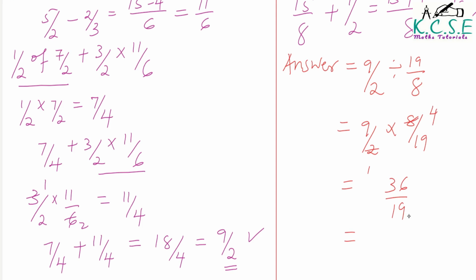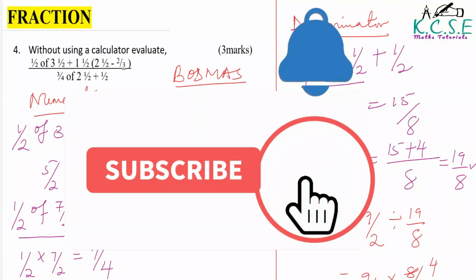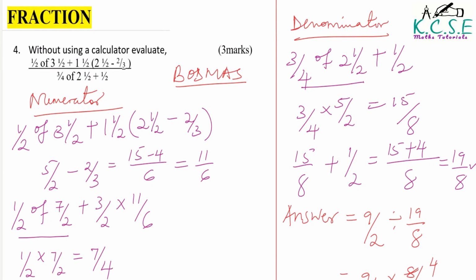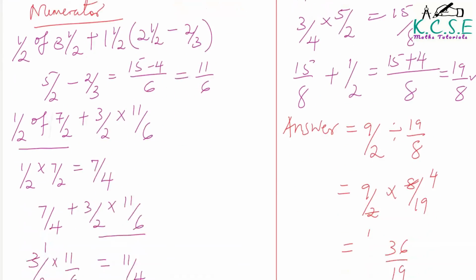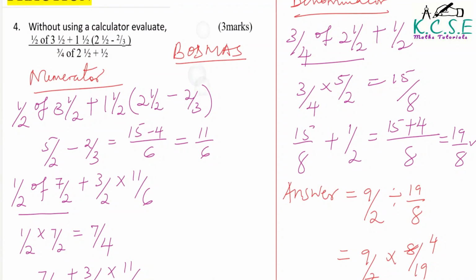And when you work this out and give the answer as a mixed fraction, you get 1 and 17 divided by 19 as the solution. So that is how you're supposed to work out that question. By following the law of BODMAS, working out the numerator, you get the solution, then go to the denominator, following the law of BODMAS, and you work it out and get the solution.